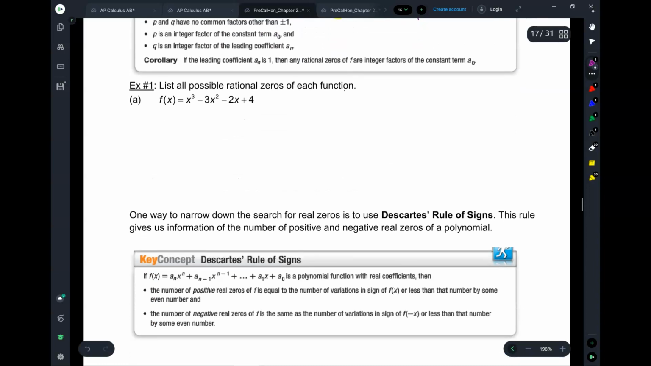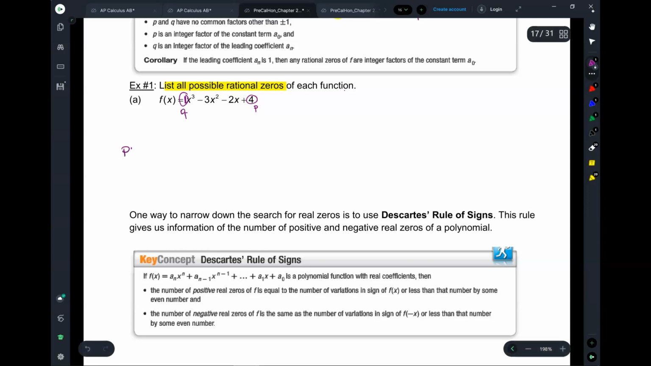All right, so let's take a look at how that works. So here it says list all possible rational zeros of each function. Now this is a cubic function, which means it has at most 3 zeros, right? One thing you can do is you can plug in every single number in the world and see if it works as a solution, or we can narrow down our choices. So here's what we're going to do. From this number, we're going to get p. From this number, which is a 1 here, that coefficient, we're going to get q.